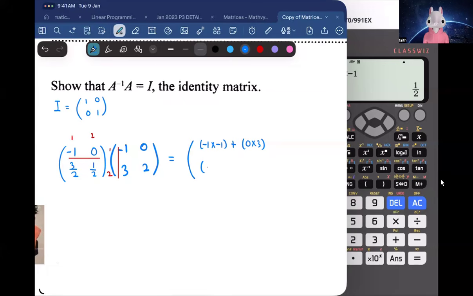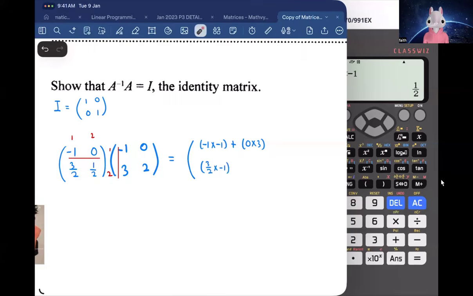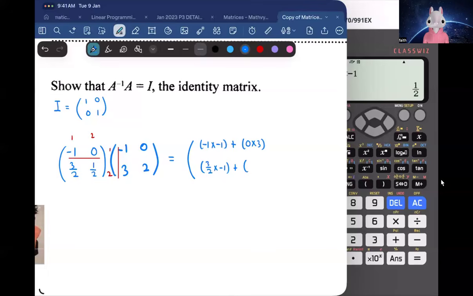No, that'll be 3 over 2 by -1. Remember, you can multiply. So you finish multiplying this row by this column, right? Then you're going to move to the next row by the column, right? Then plus a half by 3, sir. Right? Plus a half by 3.